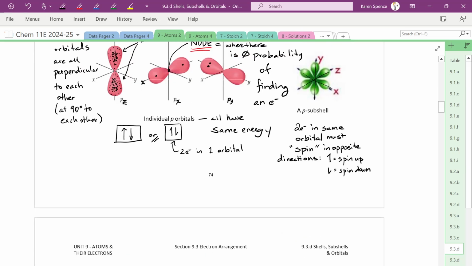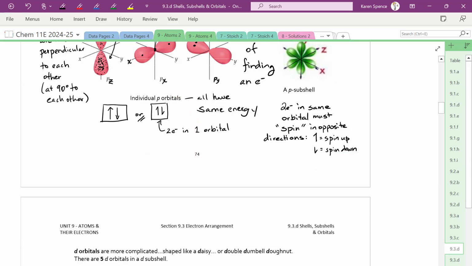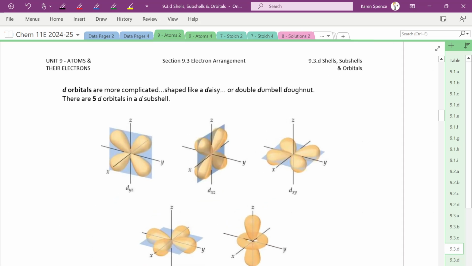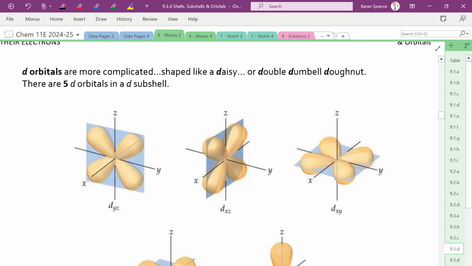Now, here's our p orbitals, peanut-shaped. D orbitals are more complicated. D orbitals are shaped like a daisy. Okay, here's our little daisies. And if you're wondering what that square is doing there, it is just showing you what plane these little things are in. And d orbitals, they're all the same energy. Okay, they only start at n equals 3.